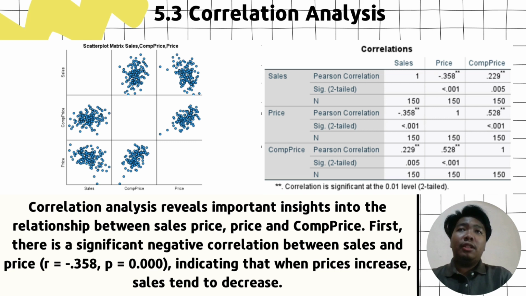So we move on to 5.3, which is the correlation analysis. Based on the visual I provided, correlation analysis reveals important insight into the relationship between sale price and comp price. There is a significant negative correlation between sale and price, r equals negative 0.358, p equals 0.000, indicating that when price increases, sales tend to decrease.